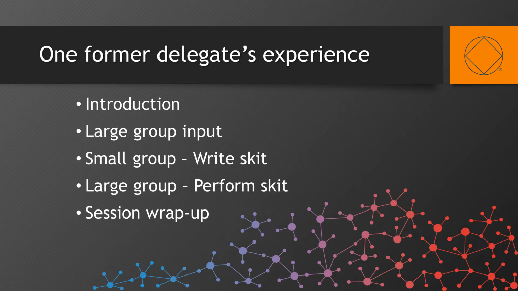Each table was given one of those categories: personal life, recovery, service, and given 15 to 20 minutes to create a skit that demonstrated the first tradition in that category. When we came back to large group, each table was actually asked to act out that skit. They had 5 minutes each to act out that skit.